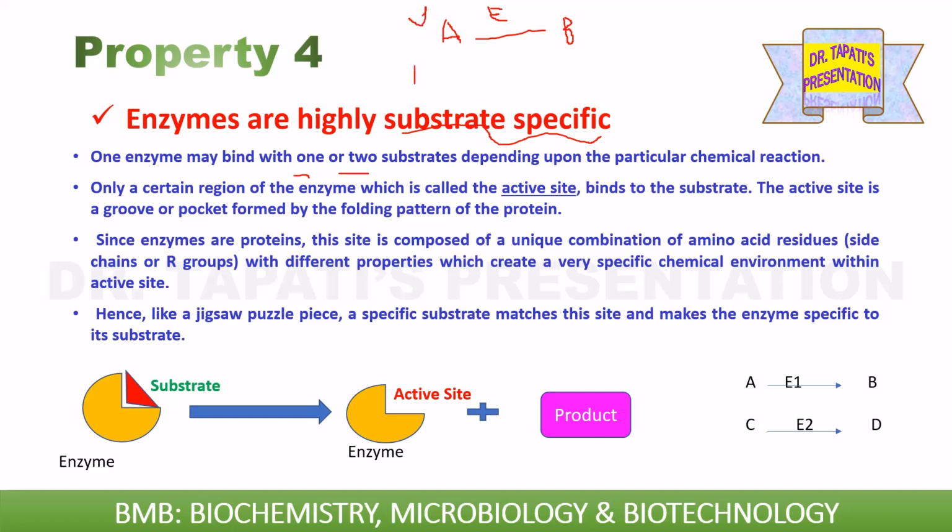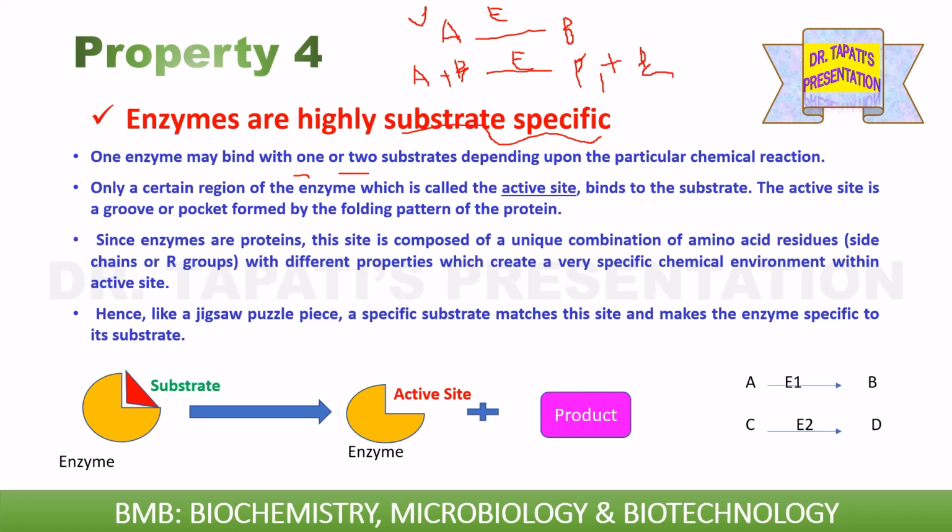Now if A plus B, both are substrates, in that case enzyme E is required for this reaction and enzyme E can bind with both A and B. Then the product will be either P or it may be P1 plus P2.